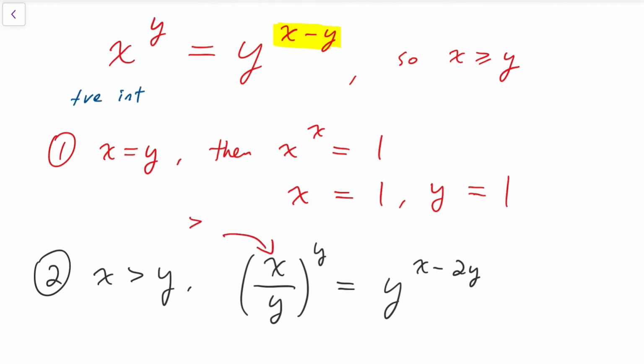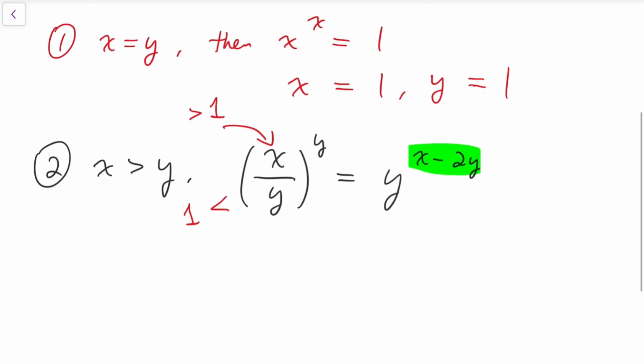This number inside the bracket is still larger than 1. And when this number is brought to this y power, as y is a positive integer, the left side as a whole must also be larger than 1. Now from this, we know that the right side, y to the power x minus 2y, a positive integer to the power of another integer, is again larger than 1. So from this, we can say that this is also a positive number.